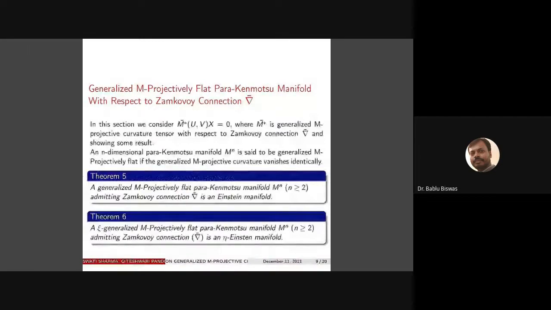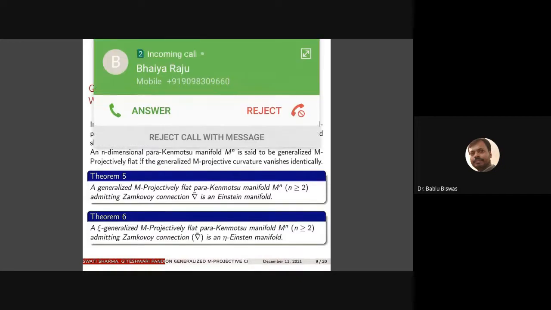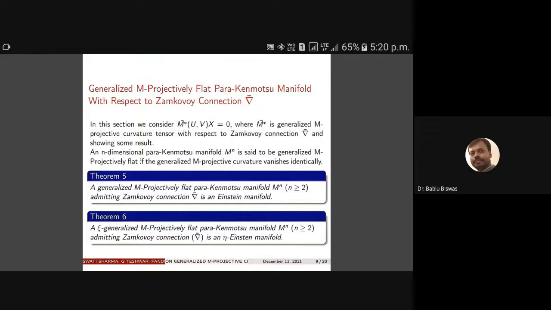Generalized M-projectively flat para-Kenmotsu manifold with respect to the Zamkovoy connection del bar. In this section, we consider M bar star(U,V)X equal to 0, where M bar star is the generalized M-projective curvature tensor with respect to the Zamkovoy connection del bar, and show some results. An n-dimensional para-Kenmotsu manifold Mn is said to be generalized M-projectively flat if the generalized M-projective curvature vanishes identically. Theorem 5: A generalized M-projectively flat para-Kenmotsu manifold Mn, n greater than or equal to 2, admitting the Zamkovoy connection del bar is an Einstein manifold.